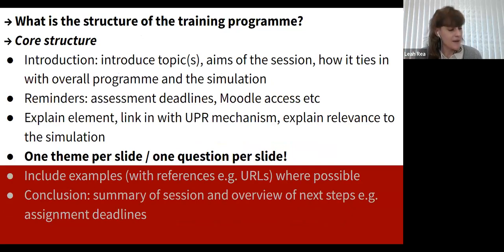But in terms of the practical aspect of this webinar, the core structure of a training programme session, regardless of the specific content, in my opinion, and I stress this is just my opinion, really should follow this. Having a very clear introduction to your session where you make clear what the topics are to be covered, how it ties in to the overall training programme and the simulation, what the aims of the session will be, and alluding to learning outcomes. Whilst that might sound very classroom based, it just means participants are aware from the beginning what is going to be covered and they can follow along accordingly.